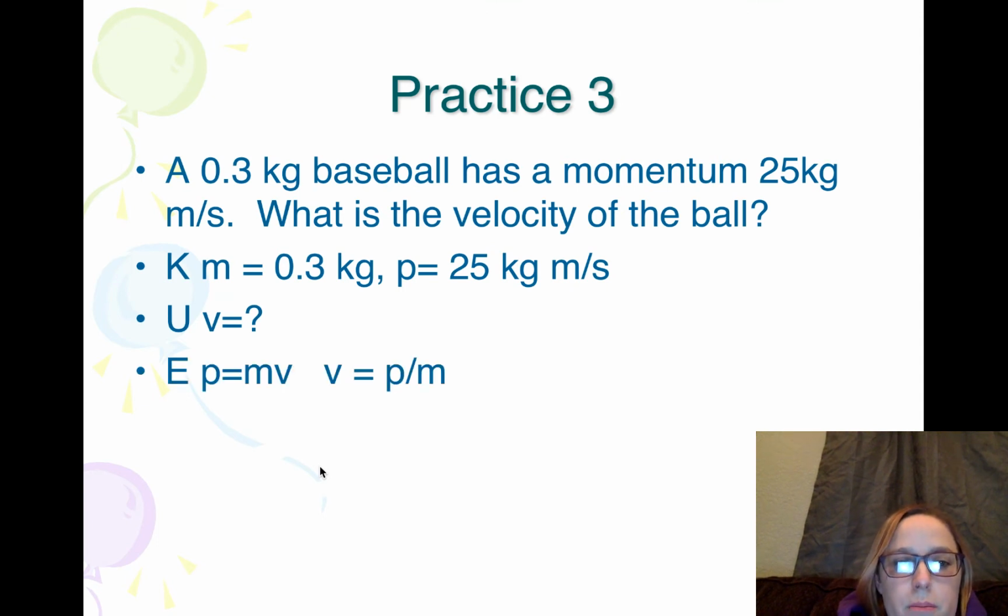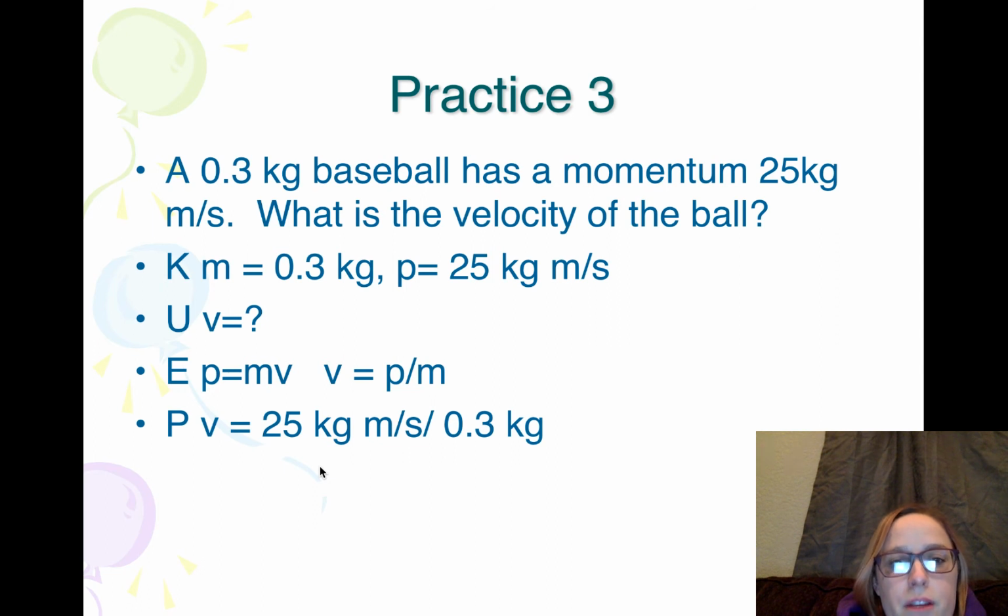Our equation, P equals M times V. To solve for velocity, we have to divide both sides by M, and that ends up giving us velocity equals momentum divided by mass. And that's going to be 25 kilograms times meters per second divided by 0.3 kilograms. So in your calculator, you would type 25 divided by 0.3, and then our kilograms would cancel, leaving us with 83 meters per second. Okay, so now you're going to have some of these problems to do on your own.